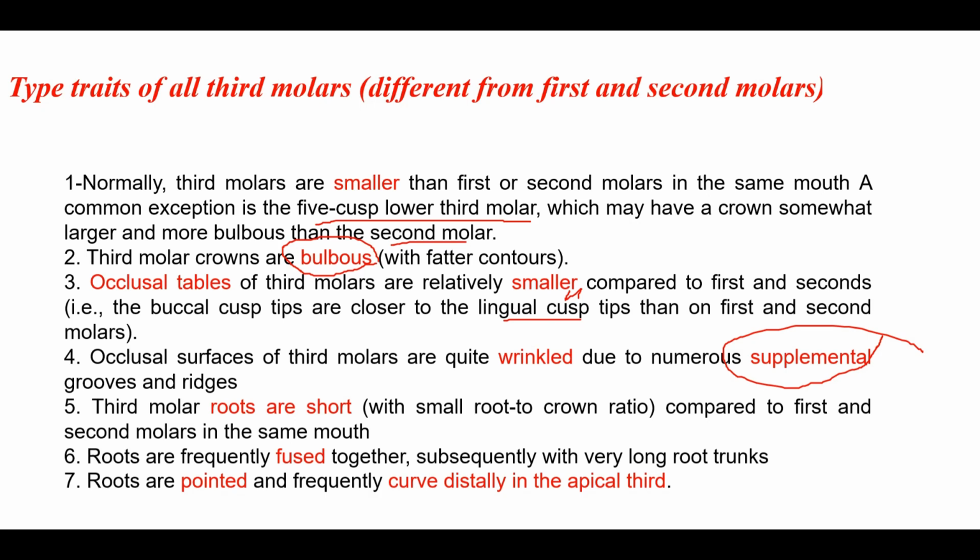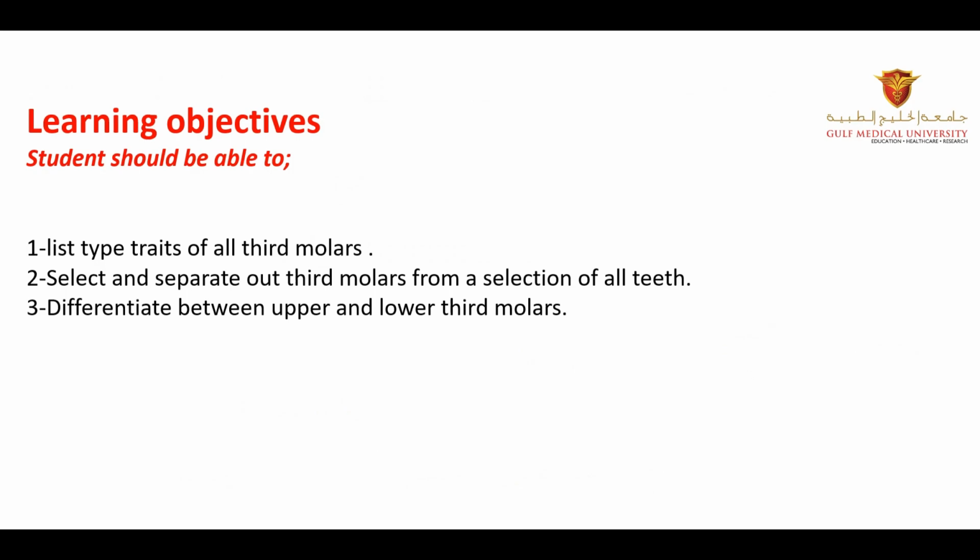The third molar roots are short, fused together, pointy and frequently curved distally in the apical third. So these are the differences of the third molar compared to the first and second molar. These are the learning objectives.